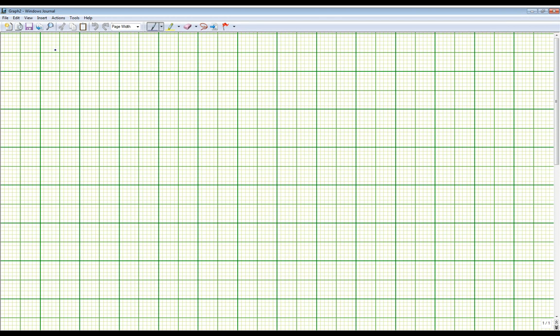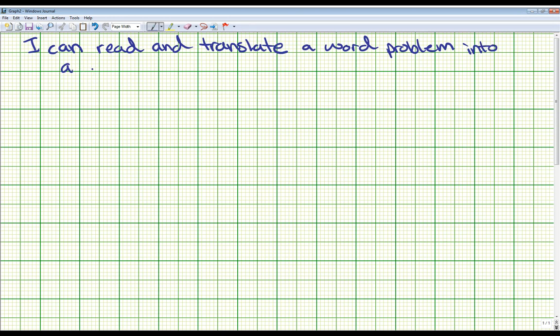So, learning target today is I can read and translate a word problem into a mathematical equation. So we're going to be little translators today. So let's get our learning target in first. I can read and translate a word problem into a math equation.